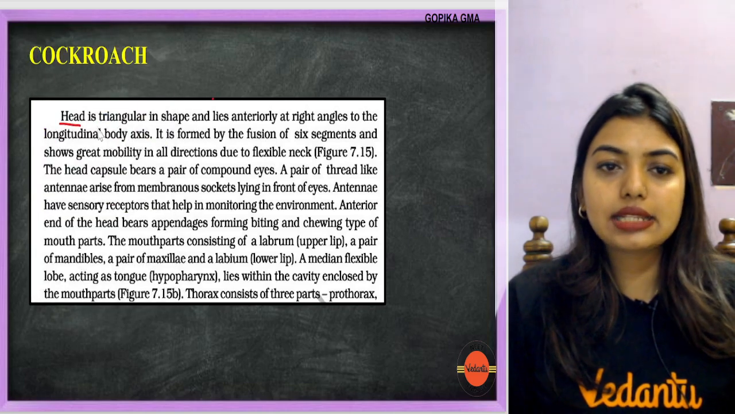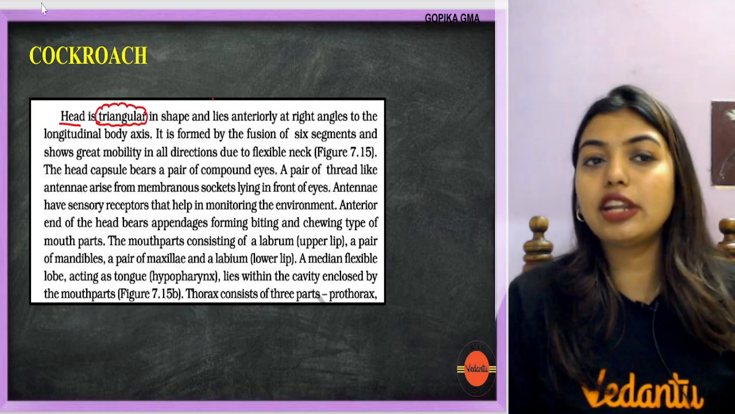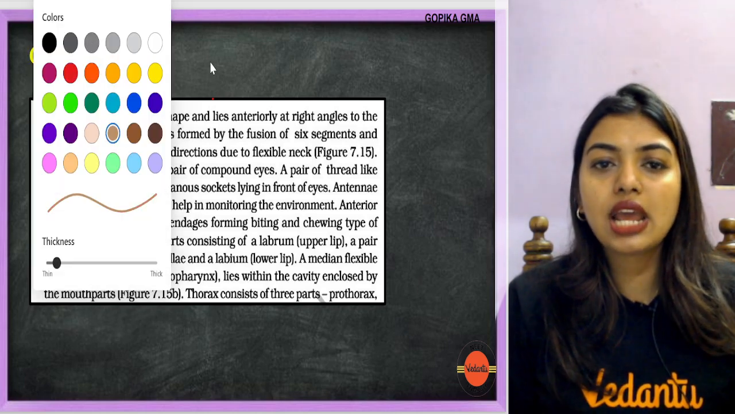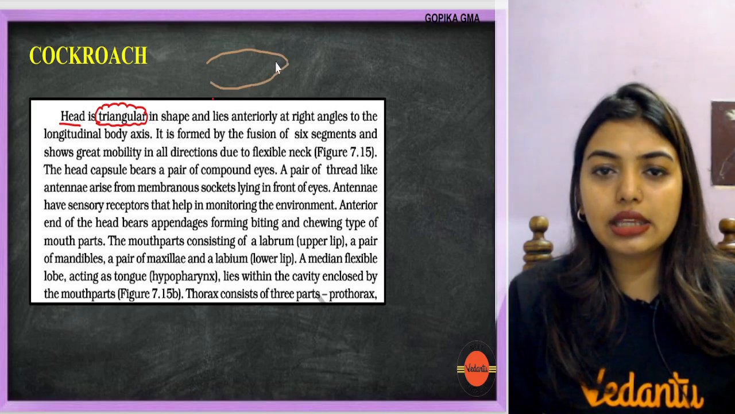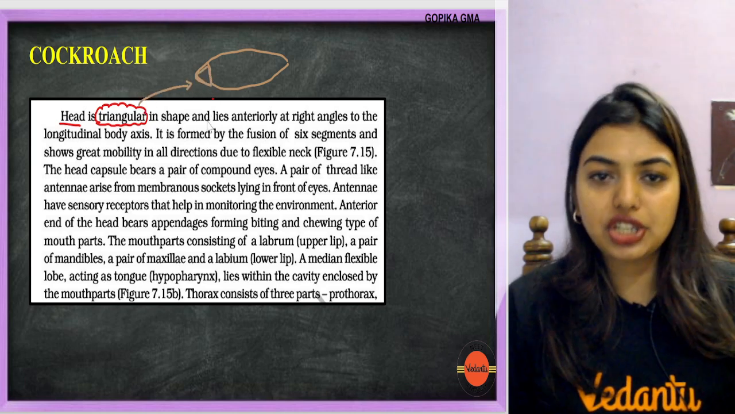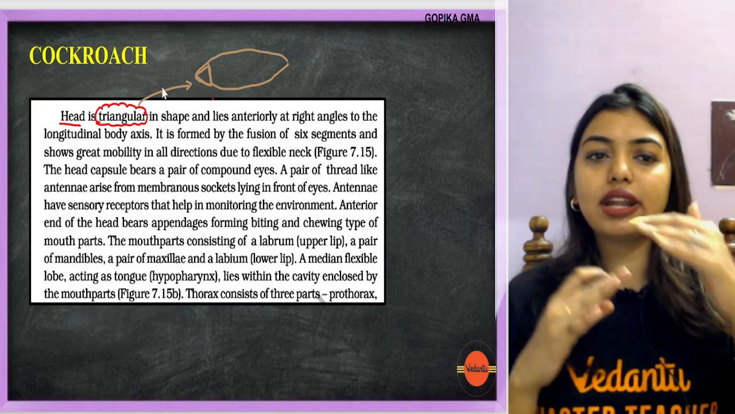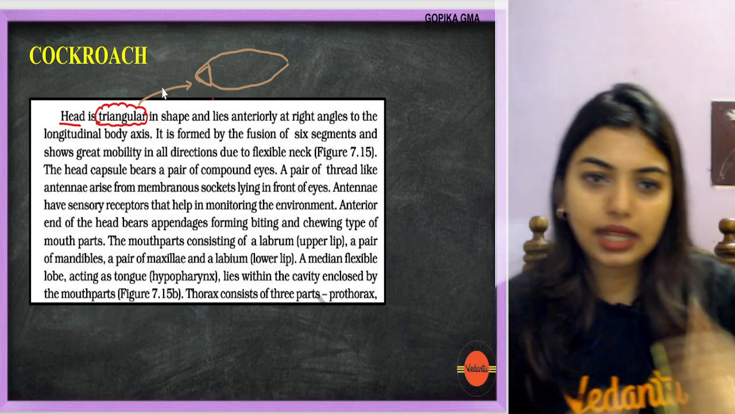See, the head is triangular in shape. When I drew the cockroach, if all of you noticed, how did I draw it? I drew the cockroach like this, and then here I stopped and drew a tiny triangular structure. So the head is triangular in shape and lies anteriorly at right angles to the longitudinal body. So this is the body, and the head will be lying like this.